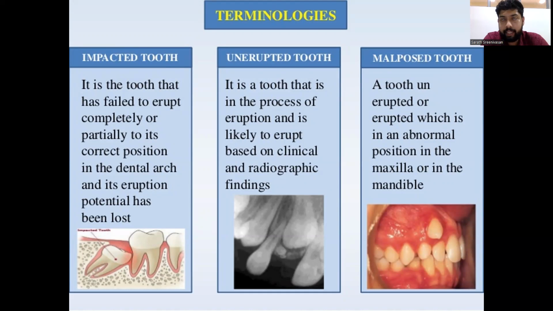There is a similar terminology, that is an unerupted tooth. People may think both are the same, but they are different terminologies. What is an unerupted tooth? An unerupted tooth is a tooth that is in the process of eruption and is likely to erupt based on clinical and radiographic findings. So an unerupted tooth is likely to erupt in a few months or few years into the oral cavity, whereas an impacted tooth has no chance to erupt into the oral cavity. A malposed tooth is a tooth, unerupted or erupted, which is in an abnormal position in the maxilla or in the mandible.